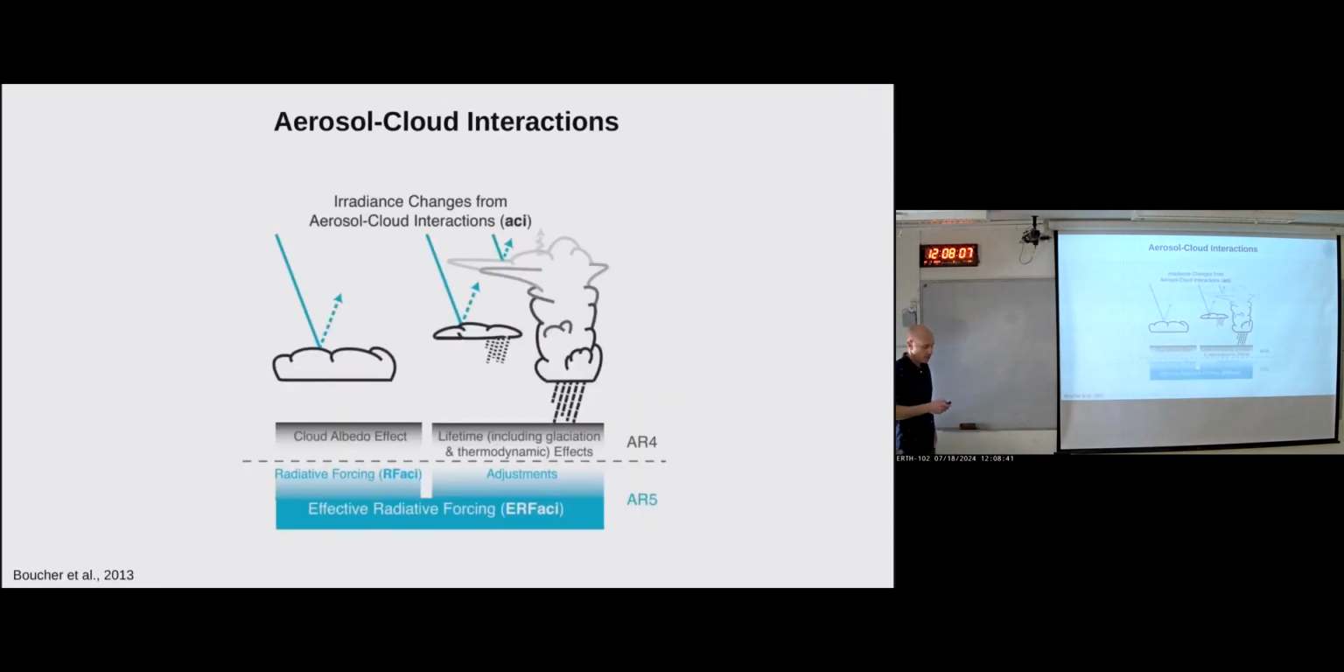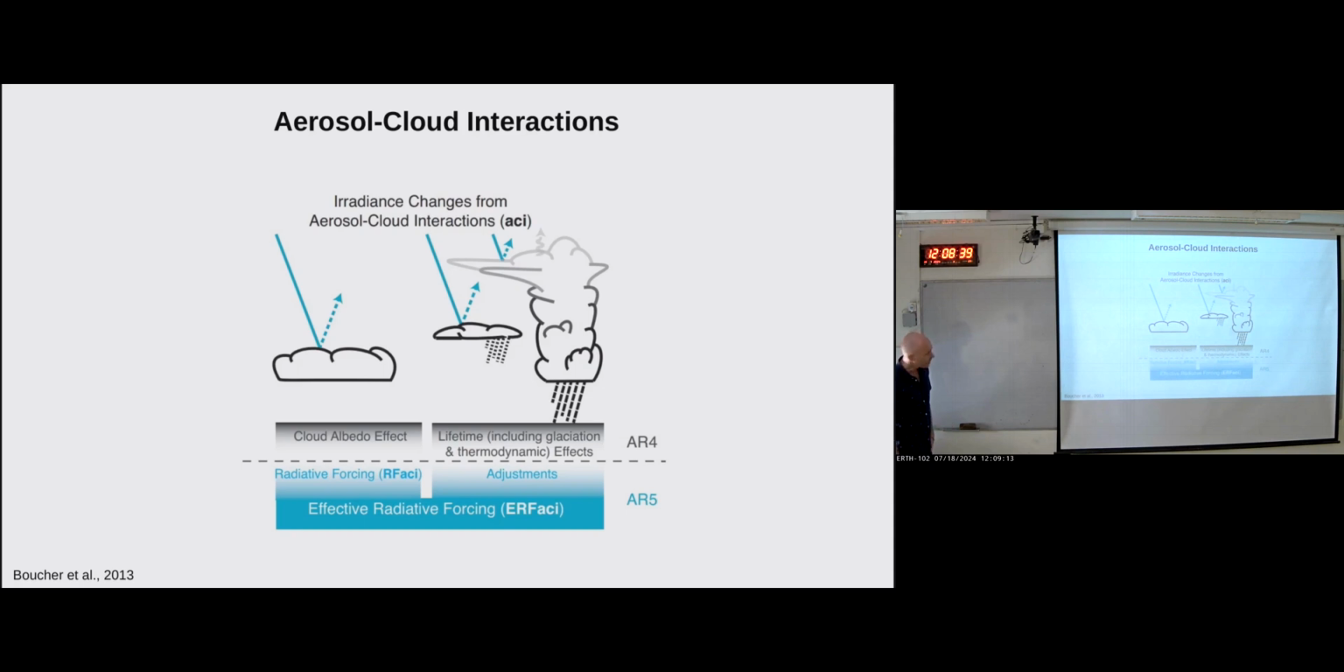And now aerosol-cloud interactions. We can divide aerosol-cloud interactions into the cloud albedo effect, which is how the addition of aerosols increases the cloud droplet number. For a given amount of cloud water, we have more droplets, so the surface area of the clouds is increasing, so the cloud is brighter. And aerosols can also affect the lifetime of the cloud. The cloud can live longer, or the cloud can have more cloud water. It can change its properties.